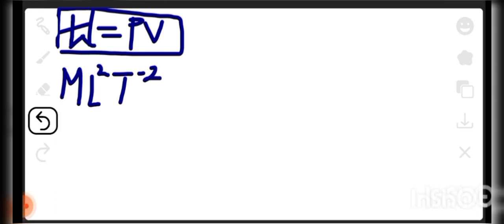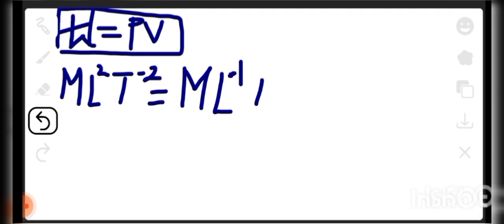That is work, equal to pressure times volume. What is the dimension for pressure? M L raised to power minus 1 T raised to power minus 2. Times volume. What is the dimension for volume? L raised to power 3. That is the dimension for volume.